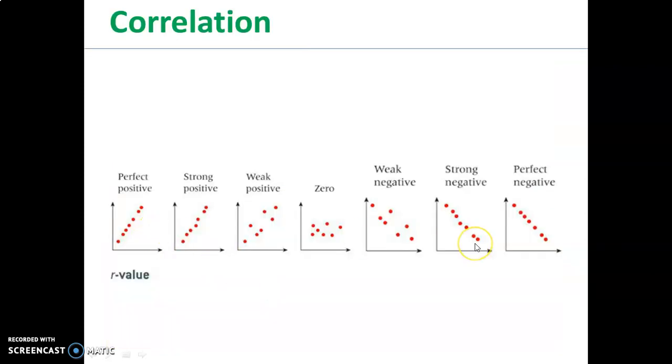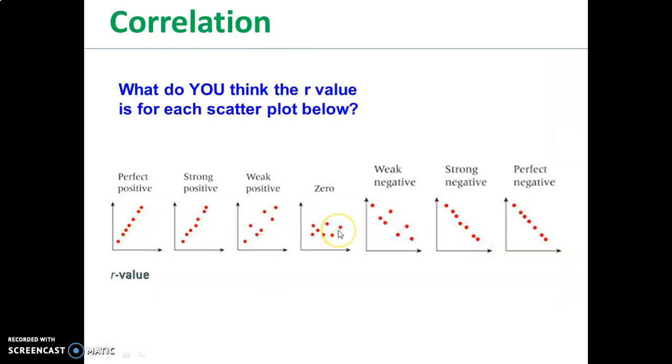And here, try these. Looking at all these, see if you can pick the correct answer to show all these R values. Okay, the answer is this. We go from perfect positive to perfect negative, and we have 0 in between.